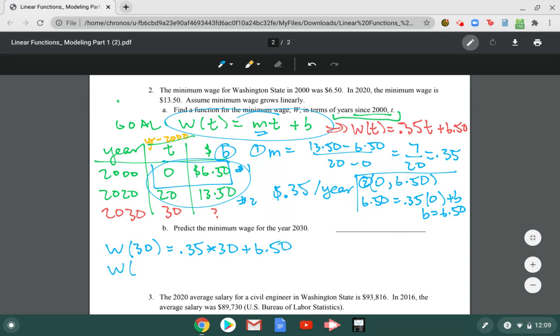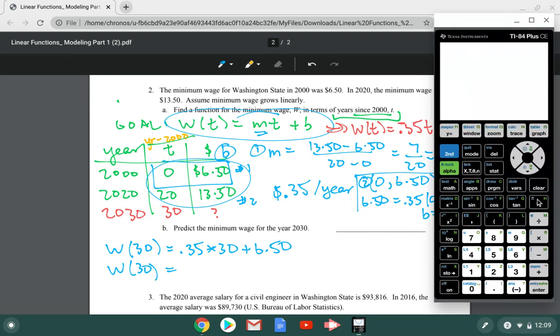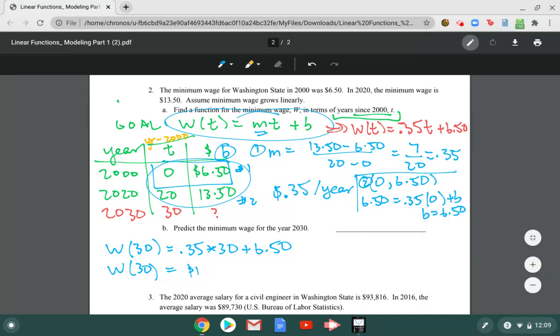So the wage after 30 years, or in the year 2030, I can just put into my calculator: 0.35 times 30 plus 650. And we get $17. Not bad. Okay, so $17.